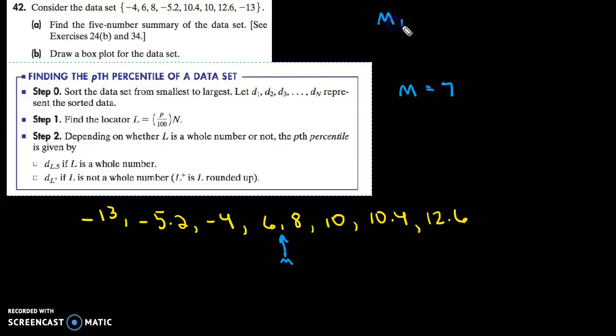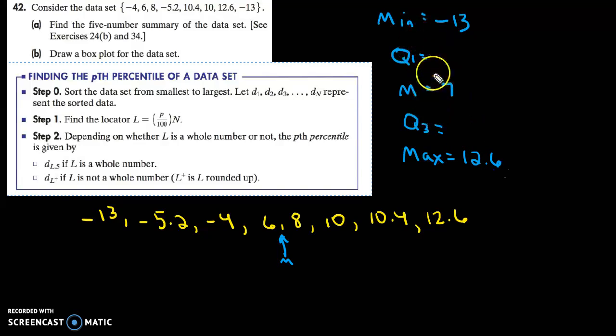And sometimes, too, in the 5-number summary, before I start, I like to write down all the things I'm looking for. And I like to write them in order because it reminds me it's like smallest, middle number, next biggest, and then the biggest number. And then 2 of these are really quick and easy. What's the smallest number on our list? Negative 13 is the minimum. And then the maximum is 12.6.